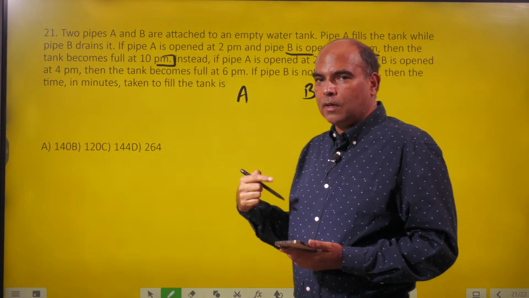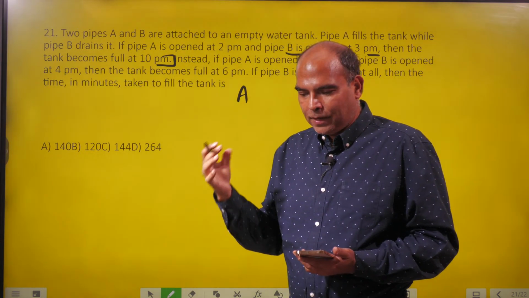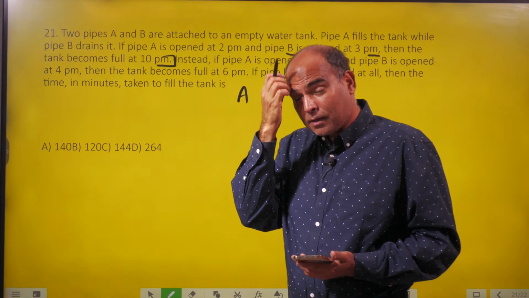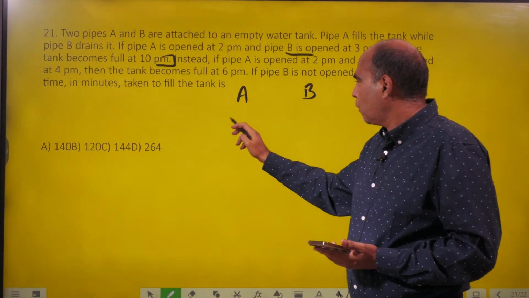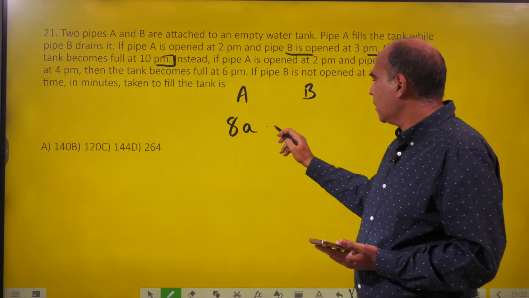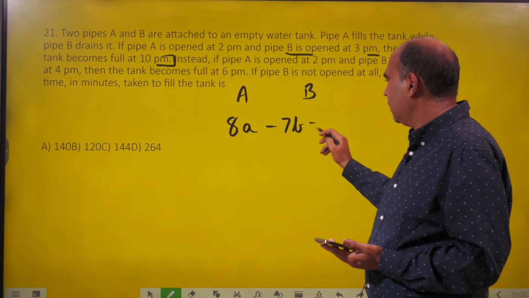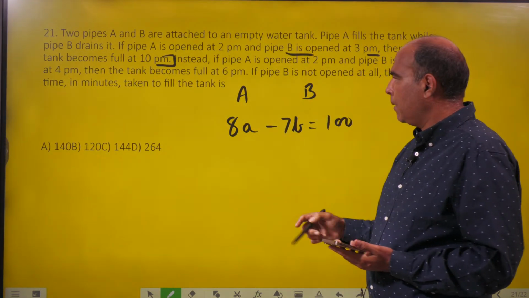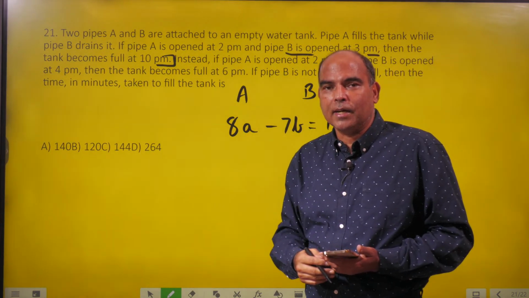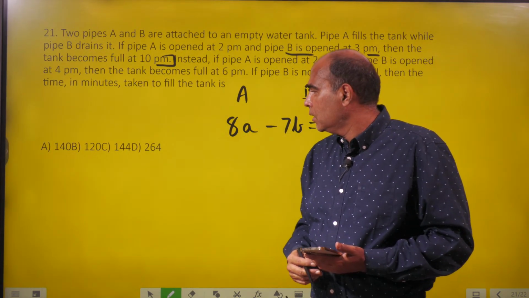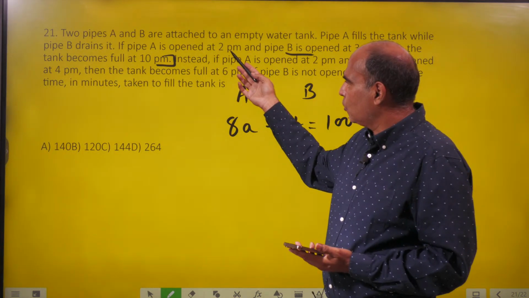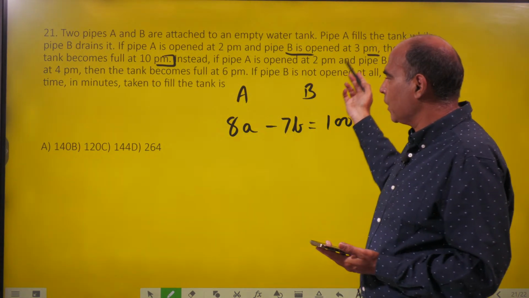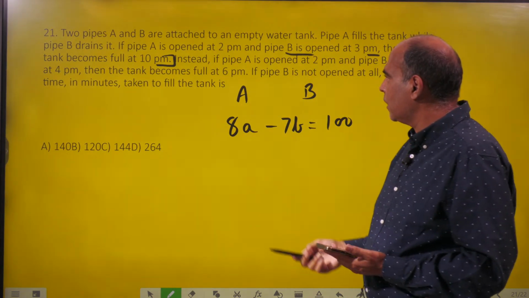So let's say the efficiency of A, or the filling rate of A, is A% and the emptying rate of B is B%. So what I get is 8A minus 7B is equal to 100. I'm assuming the rates of filling and emptying in percentage terms. So 8A minus 7B, because till 10 p.m. A is open for 8 hours and B is open for 7 hours. So 8A minus 7B is 100.